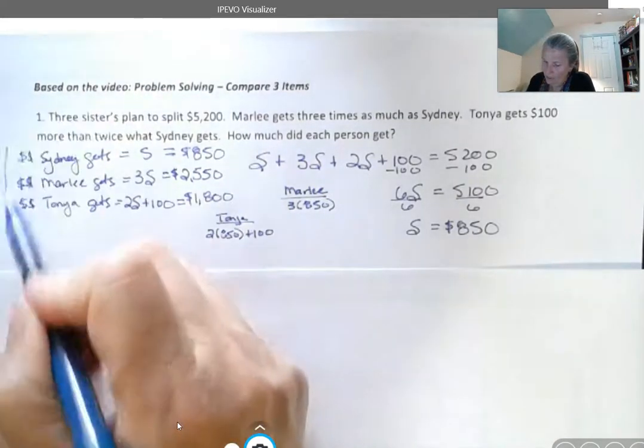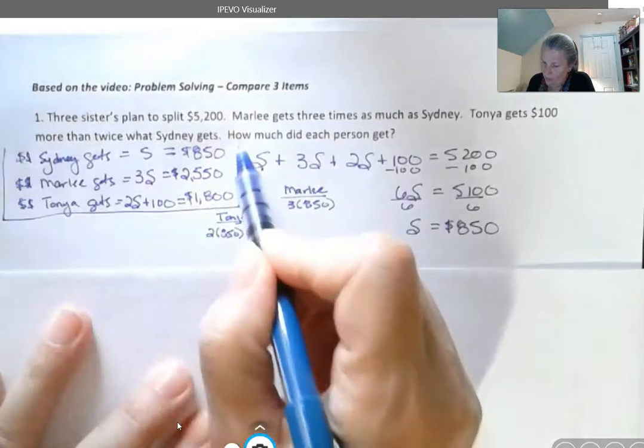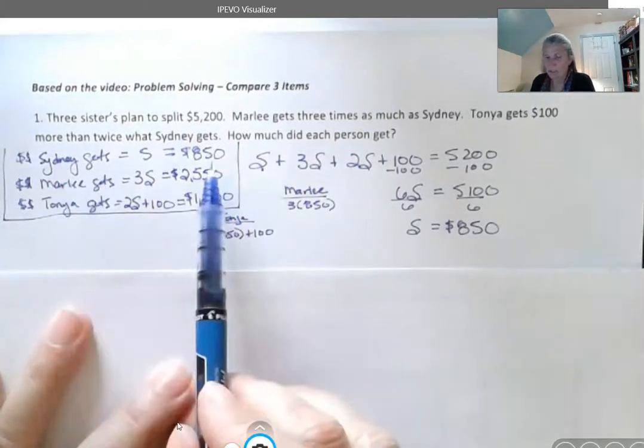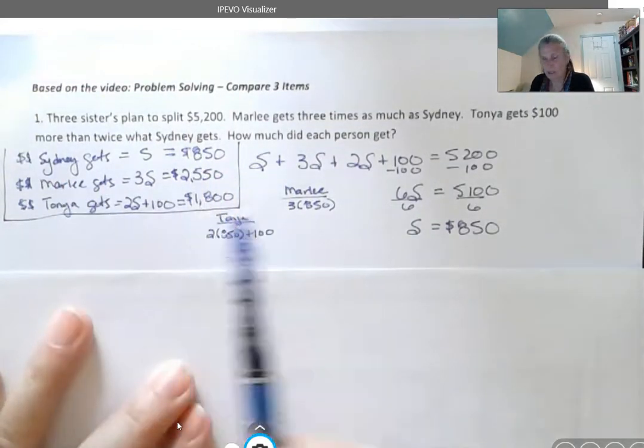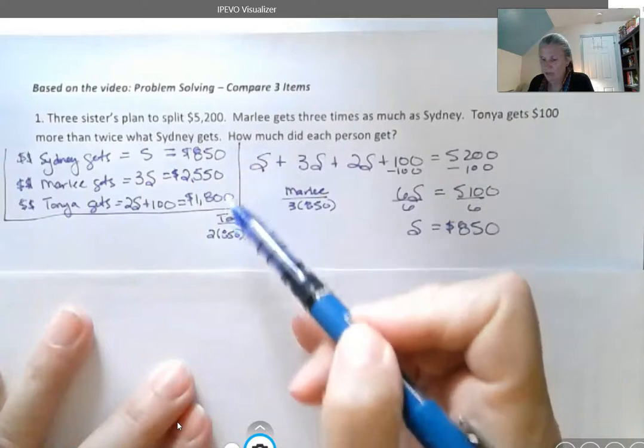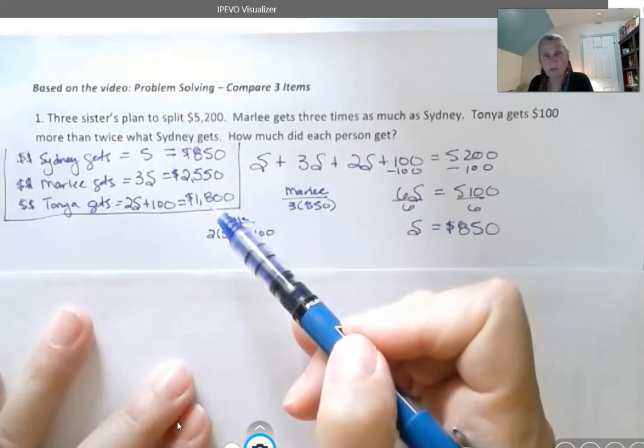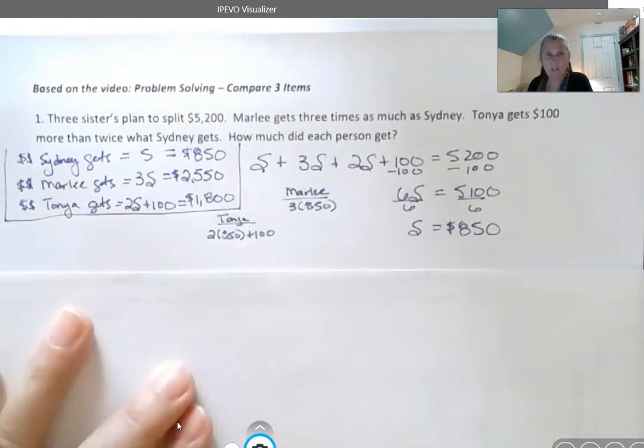Now, this is my answer. And you can see that I'm saying Sydney gets 850, Marley gets, Tanya gets, but I could quickly add these up as well just to make sure that they added up to, what should they add up to? They should add up to $5,200 because that's what we said they were going to split.